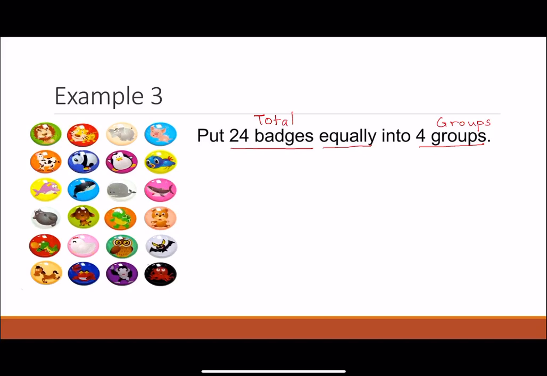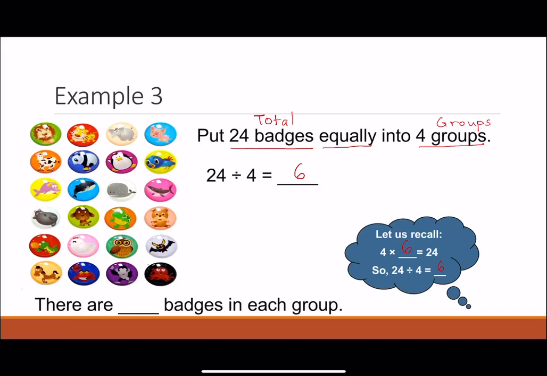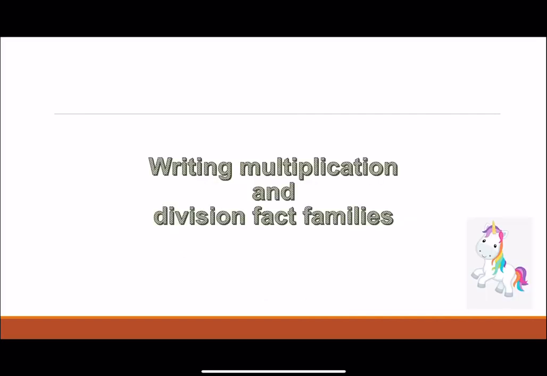Or, we can use the multiplication facts. Let us recall. 4 times what is 24? Yes, 6. 4 times 6 is 24, so 24 divided by 4 is 6. So the equation for this question will be 24 divided by 4, which we have found to be 6. So the number of badges in each group will be 6. How was it, boys and girls? Good. Let us look at the next part of the lesson.